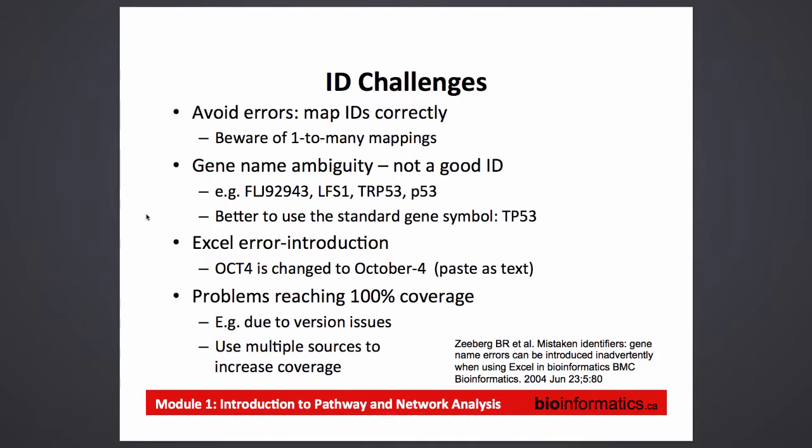So the problem with many IDs is that they are one to many. One ID could mean many actual proteins. There are ambiguities often coming from historical reasons. For example, TP53, a known cancer gene, has all these different symbols in different organisms and different platforms. So in most cases, you need to use one standard symbol that's widely acknowledged. Then if you're using Excel, there is a notorious case where the stem cell regulator OCT4 is converted to October 4, which you don't really want. So you need to copy and paste this list carefully. And there are always problems reaching 100% coverage because things change over time.